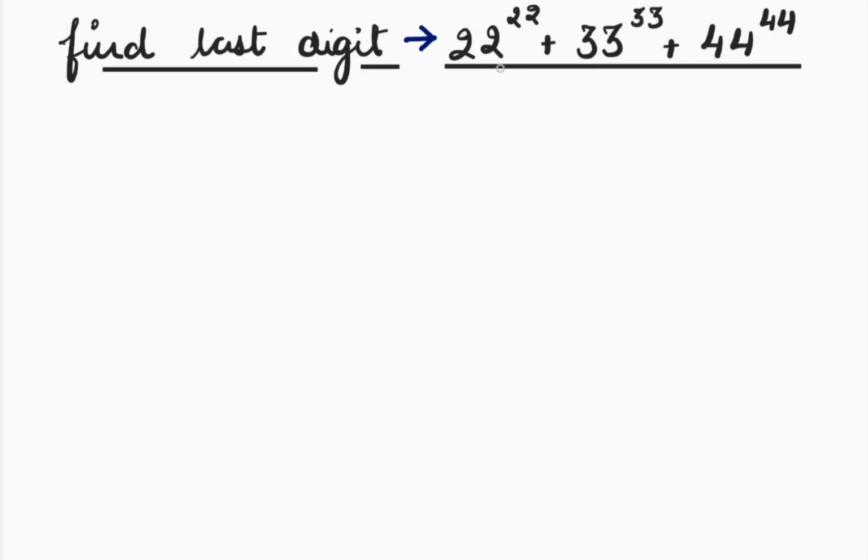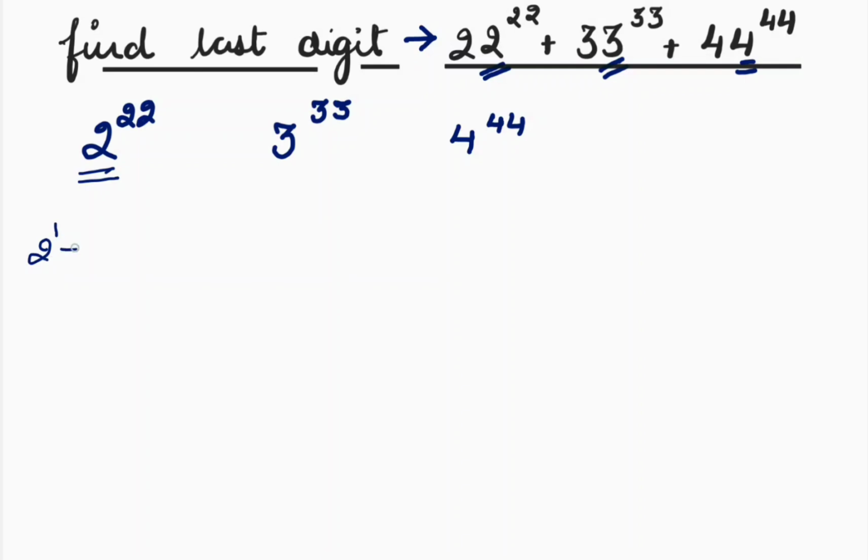To find the last digit of this number, always focus on the last digits. In this case, 2, 3 and here 4. We only need to find the last digit of 2 raised to the power 22, 3 raised to the power 33 and 4 raised to the power 44. Let's look at this first.